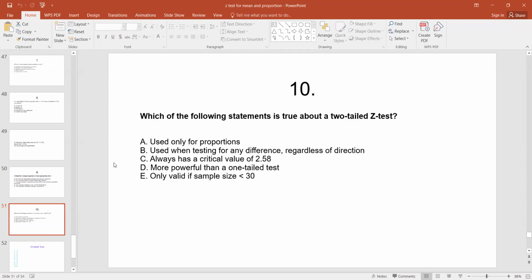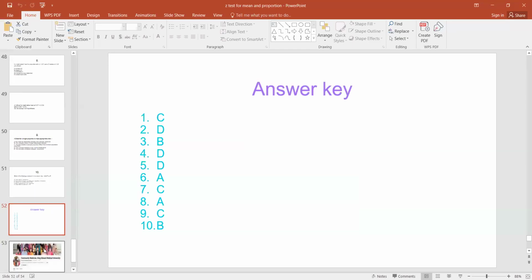Yes, B is the right option. This is the MCQs key.